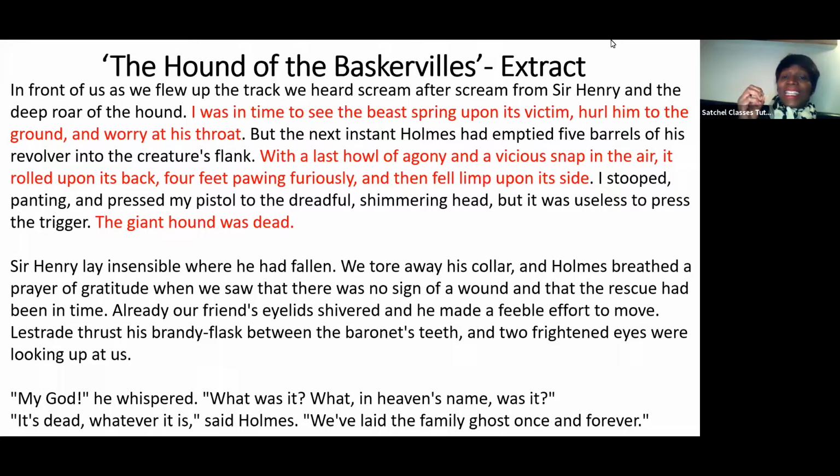But then you can see a howl of agony. So this adverb, abstract noun, shows that it is in so much pain that it doesn't survive. And the lovely short, almost monosyllabic sentence, the giant hound was dead. So they've laid it to rest.